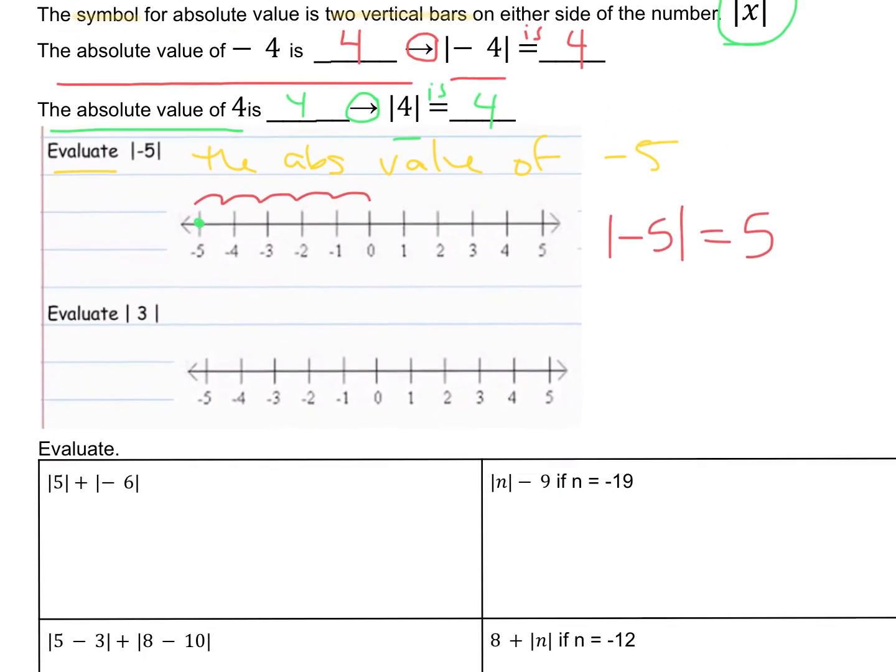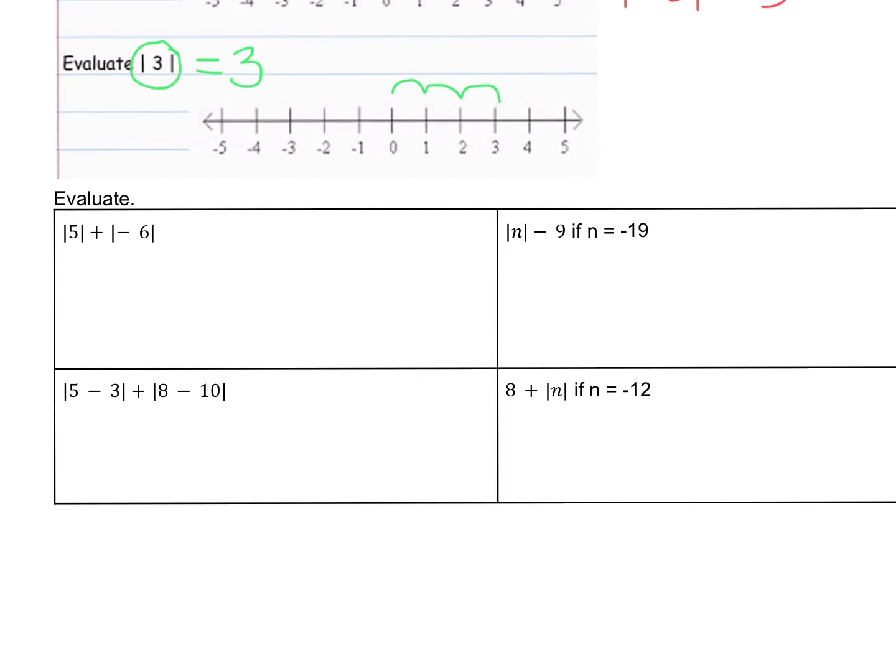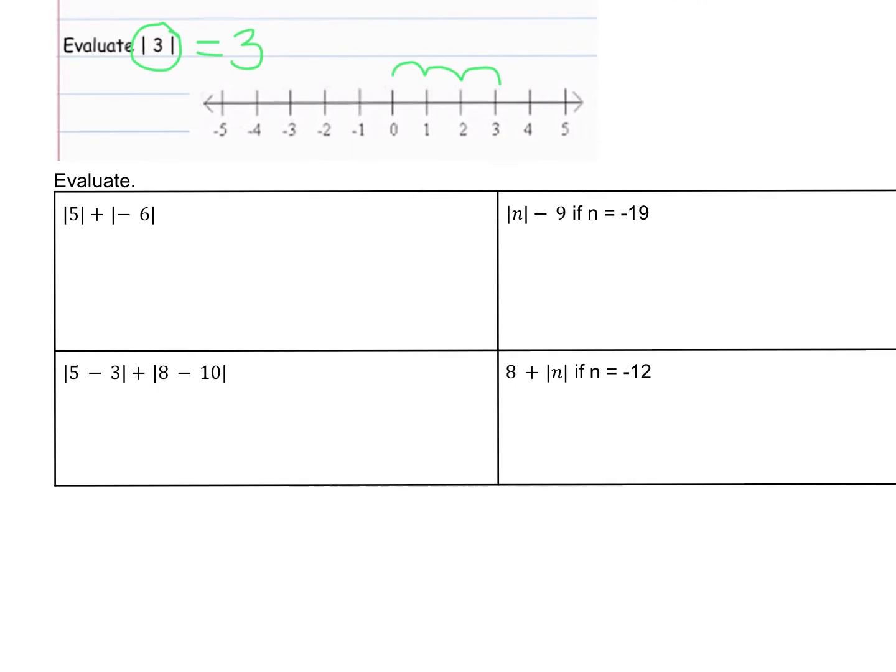See if you can try one. The absolute value of 3. So how far is 3 from 0? 1, 2, 3 units. So the value is 3. It's that simple. Generally, if you have a number inside absolute value, it's going to be positive. How far from 0? No matter the direction.